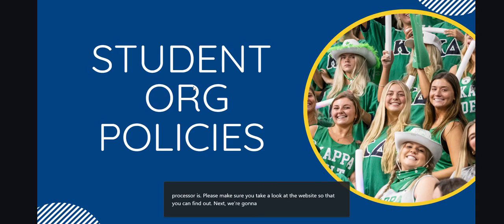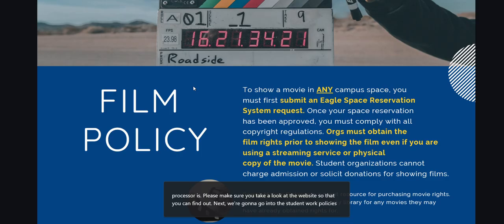Next, we're going to go into the student org policies. So first, we're going to talk about the film policy. So in order for you to show any movie on any campus, you need to make sure that you're first submitting an Eagle Space Reservation System request. Once your space reservation has been approved, you must comply with all copyright regulations. So that will include obtaining the film rights prior to showing the film, even if you're using your own streaming device, such as a Roku or Fire Stick, or if you have your own physical copy of the movie.